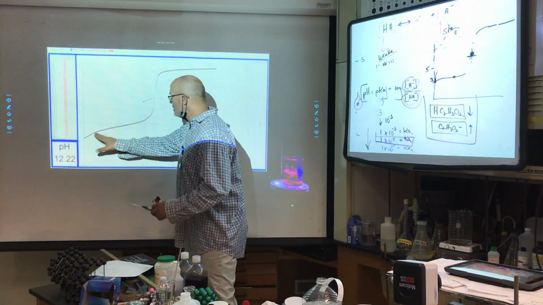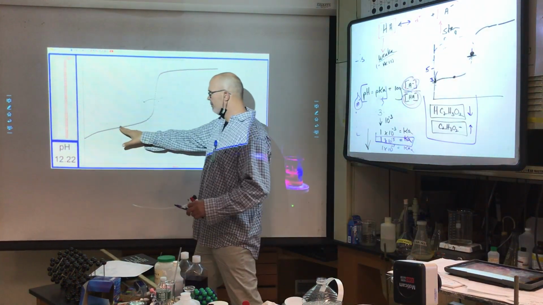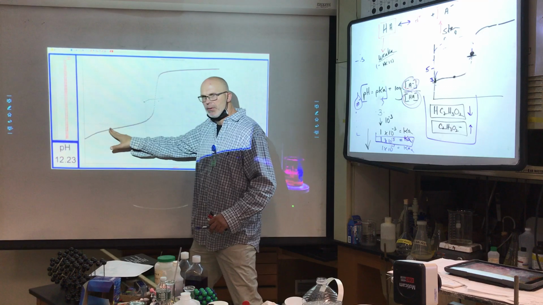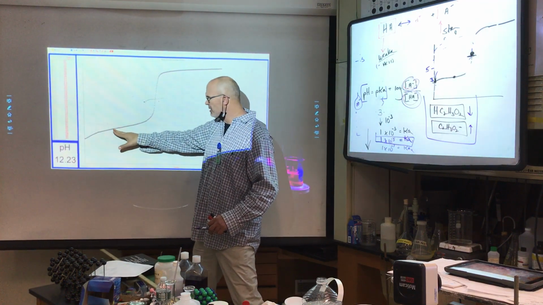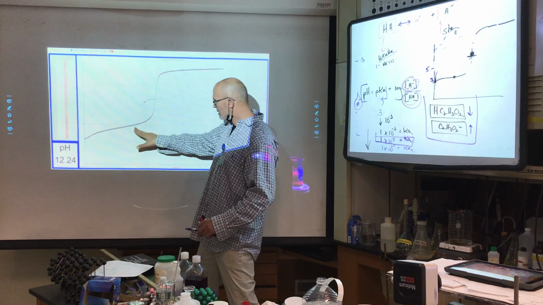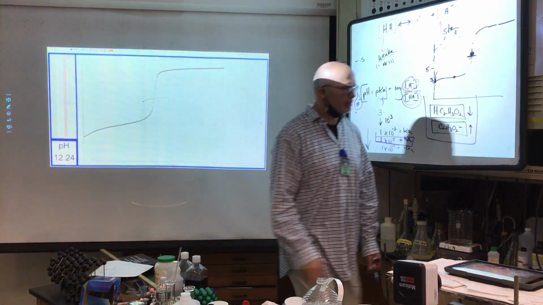Why isn't this just rising up? Why is it leveling out? It's buffered. We're adding base to an acid, but it's just not rising up. It's resisting it. It's buffered there. There's a buffer region.